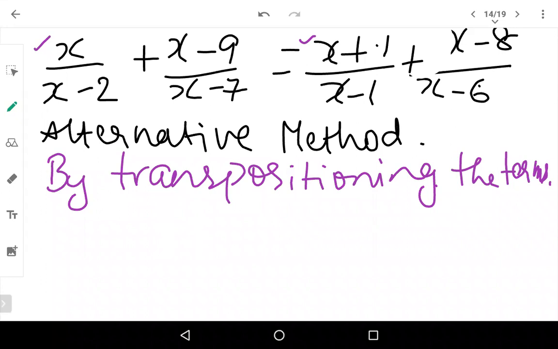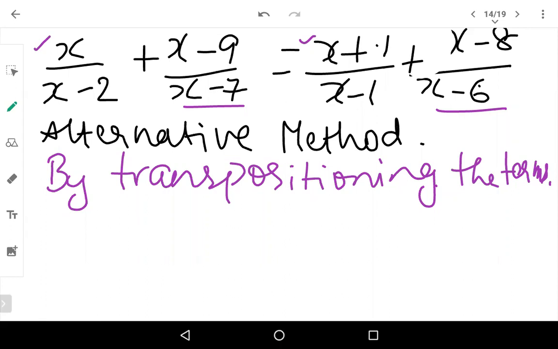But if you see the second expression, x minus 9 by x minus 7, and the second expression here, x minus 8 by x minus 6, these both look similar, right? So we will group the similar items to one side.